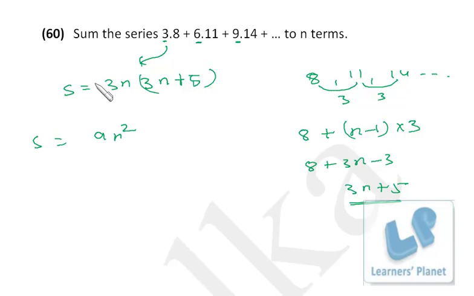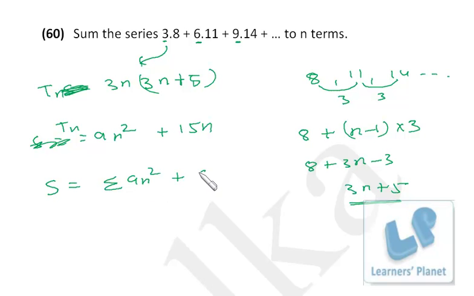This is not s, actually this is the nth term, right? So nth term is 9n square plus 15n. Now you got the nth term. When you have to find out the sum, what you do? You do the summation of the terms. Okay, so sum is equal to sigma 9n square plus sigma 15n.